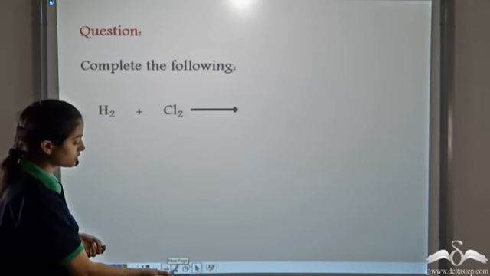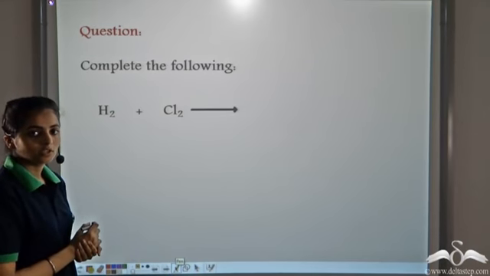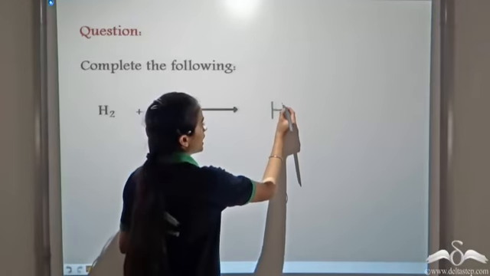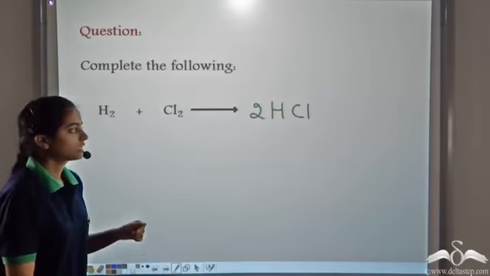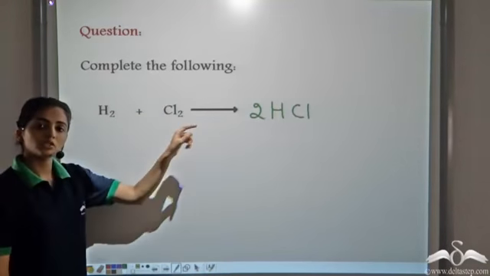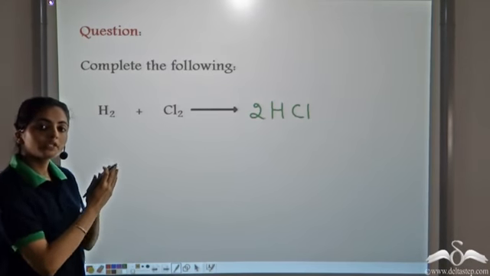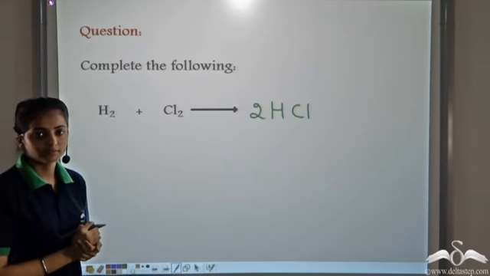Complete the following reaction. We have hydrogen reacting with chlorine. So when H2 reacts with Cl2, it forms HCl. Since we have two atoms of each, this is the balanced chemical equation. The reaction of hydrogen with chlorine to form HCl is a very explosive reaction.